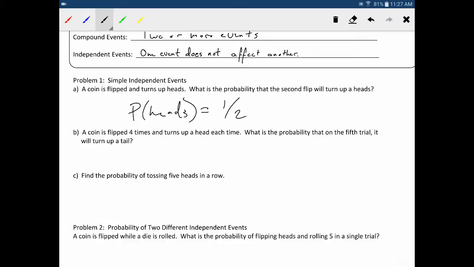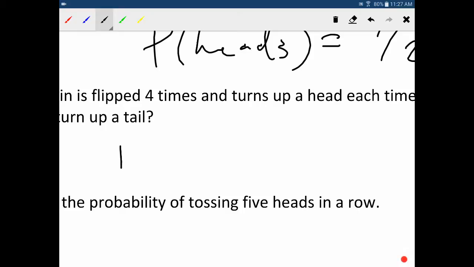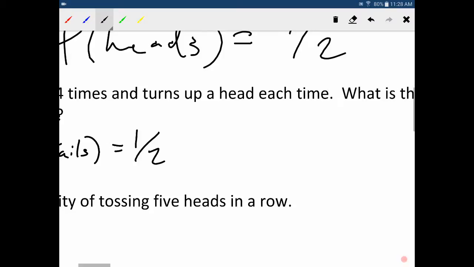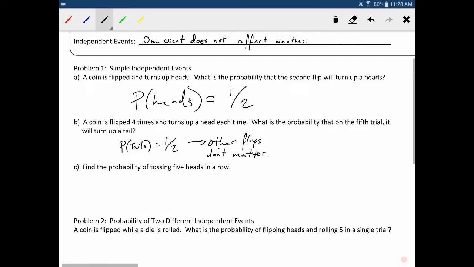Okay? Now, if I flip that same coin 4 times and it turns up heads each time, what is the probability that on the 5th trial it will turn up tails? Again, it doesn't matter what happened. The probability of flipping tails is still 1 out of 2. So the other flips don't matter, basically. They don't affect it. They have no impact.